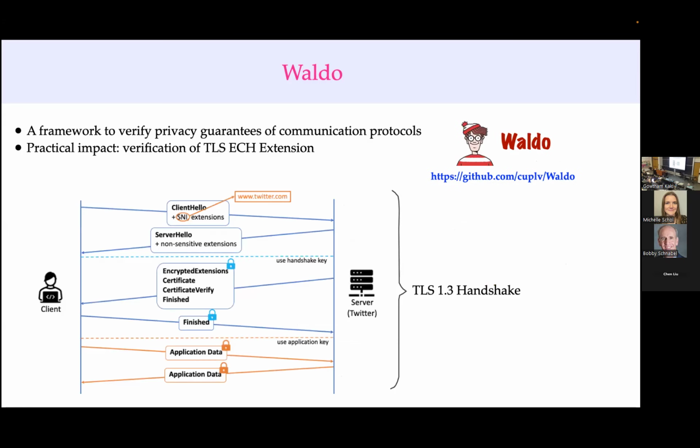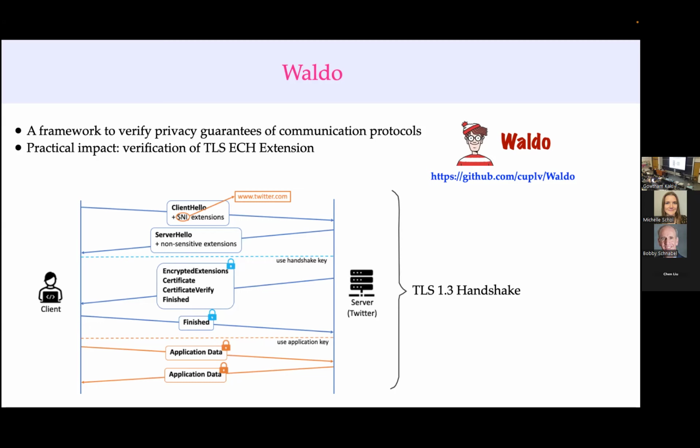Using Waldo, we were able to find some gaps or underspecifications in the draft specification of the TLS Encrypted Client Hello extension, right? I'll give you a brief description of what that actually means. TLS is a protocol that everyone uses to implement HTTPS, right? It is the Transport Layer Security protocol. The job of TLS is to establish a secure communication channel between you and the server, right?